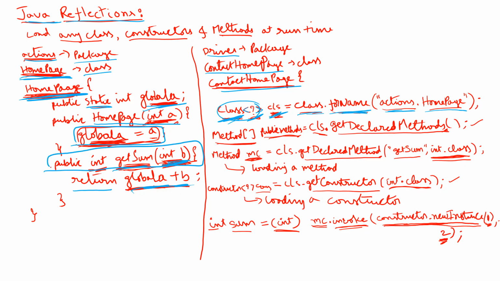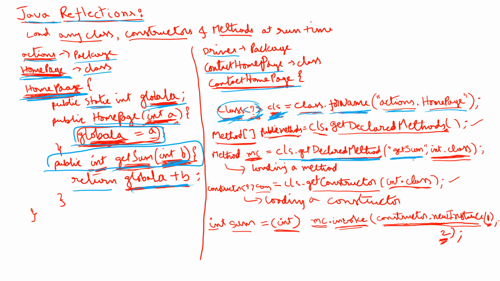Okay, in order to call this method, first we have to load this method. For loading the method, we have a method called getDeclaredMethod. This is the method we have to use, and we have already created an object for this class. So cls.getDeclaredMethod, and then what is the method name? The method name is getSum here.